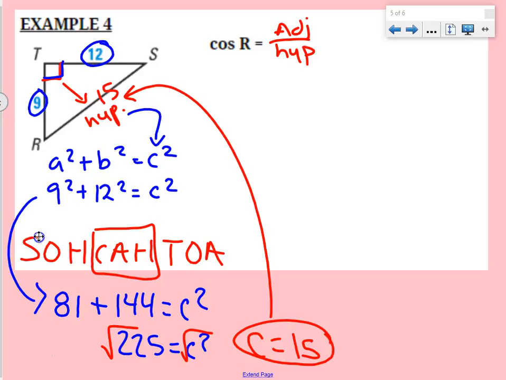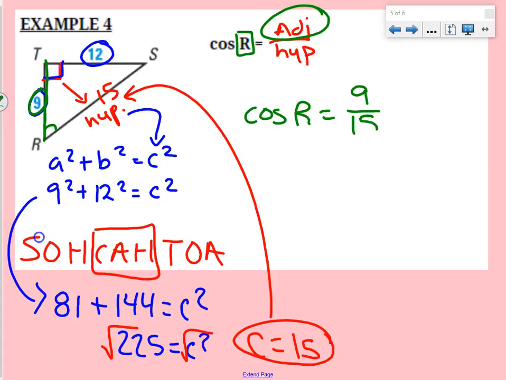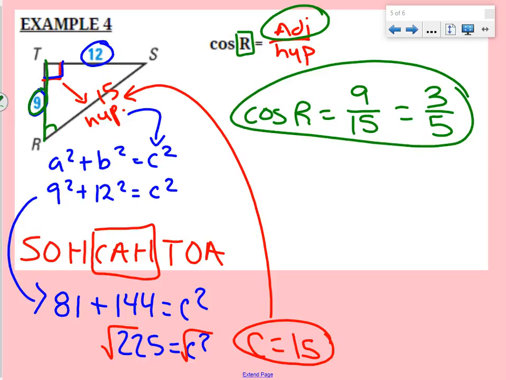Now we need our other side, our adjacent side, and we're looking at angle r. So let's find angle r. Adjacent side is the side right next to it. That's not the hypotenuse, so it would be 9. So we can say the cosine of r equals 9, adjacent side, over 15, hypotenuse. Simplify that to 3 over 5.